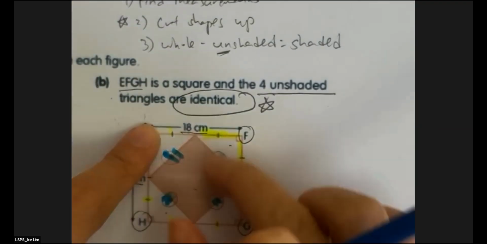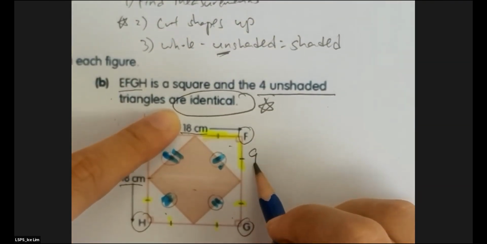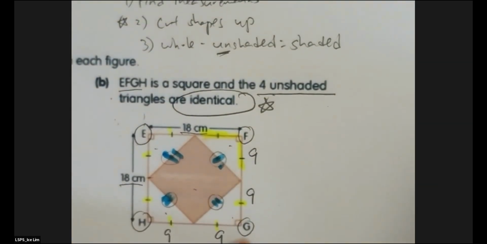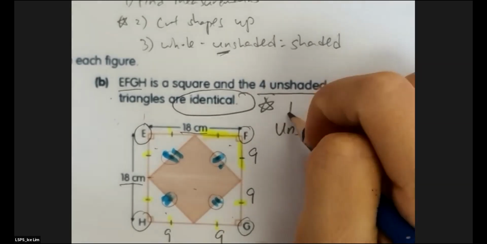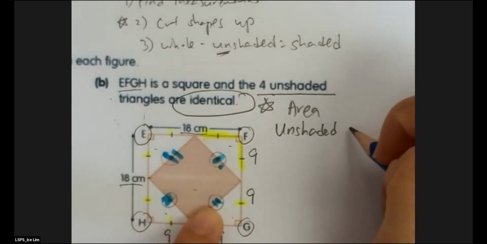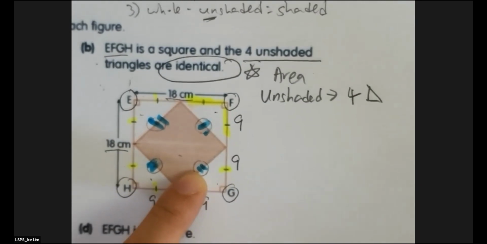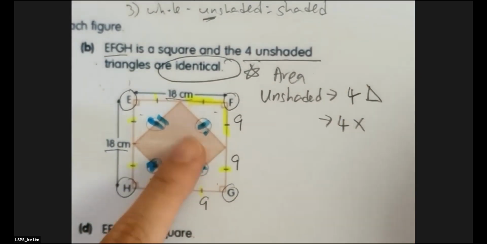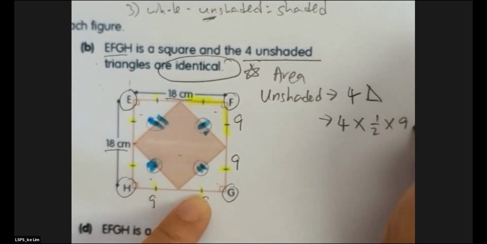Why? Because these 4 triangles are identical. Then the measurements are there already. One side of the triangle is 9. The base and height of the triangle are the same. So in other words, the area of the unshaded part is the 4 right angle triangles. So how do I get that? I will have 4 of this triangle. Each triangle is half times 9 times 9.